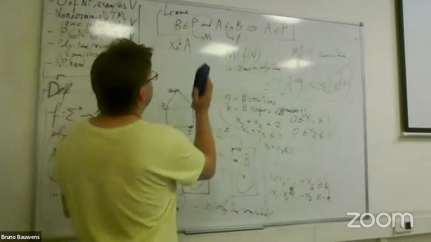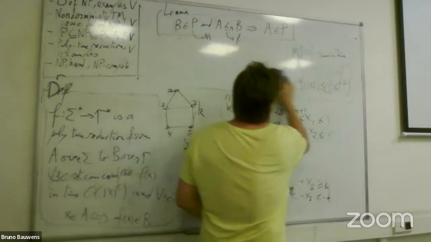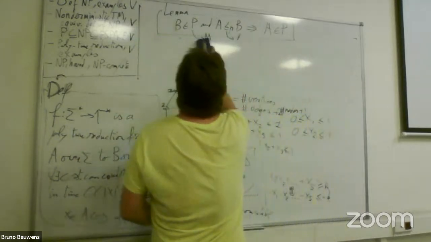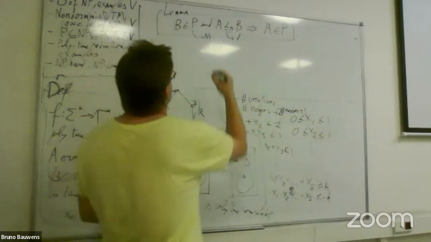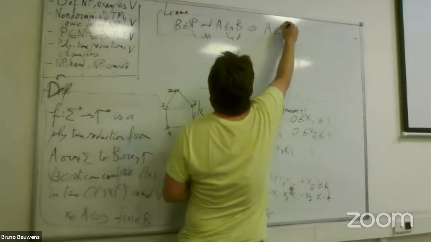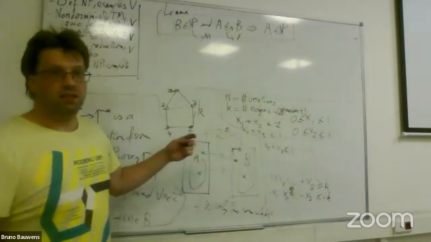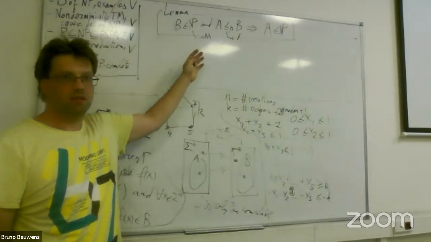Okay, this lemma also holds with P replaced by NP. Oh, I shouldn't have removed the proof because it is the same. This is easy, the same argument, but with non-deterministic Turing machines.